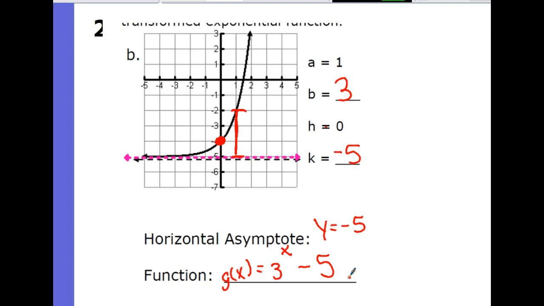Say again? K gives you the asymptote. Is that what you meant? And the asymptote is y equals because it's crossing the y-axis.